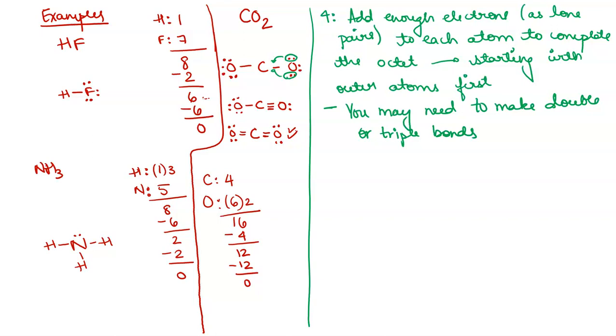So again, count the number of valence electrons, build a framework, start adding your electrons as bonds between the atoms, and then start completing your octets by using up all of your valence electrons. And if you've used up all your valence electrons and you still need to complete octets, start making your double or even triple bonds. Okay, so that's what we need to do. So I'll stop here and we will do more examples in the next video.